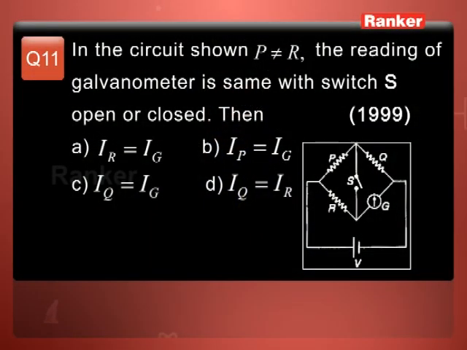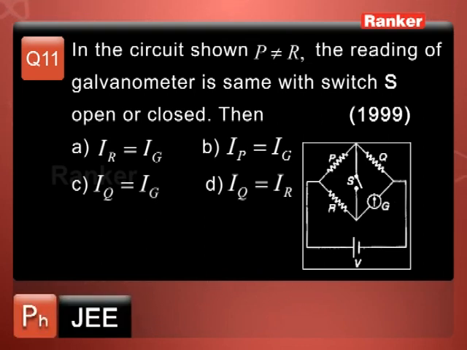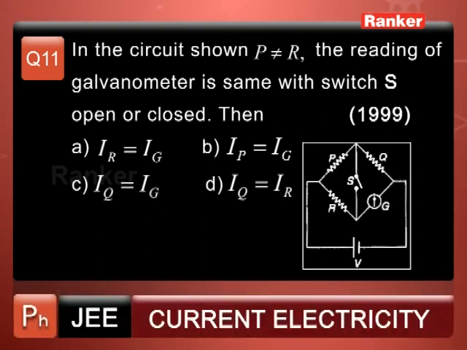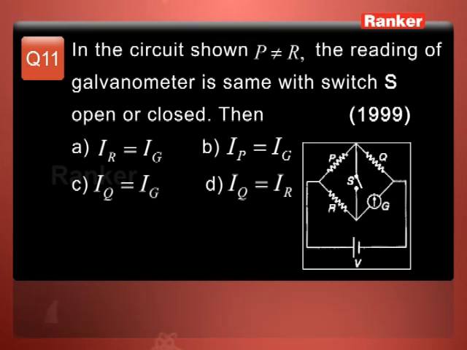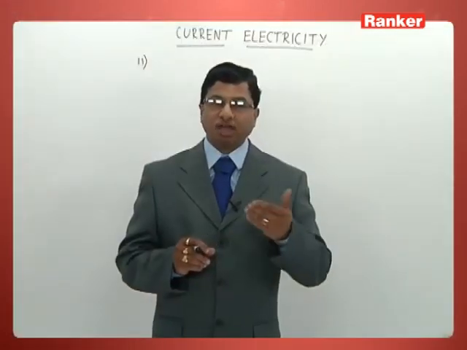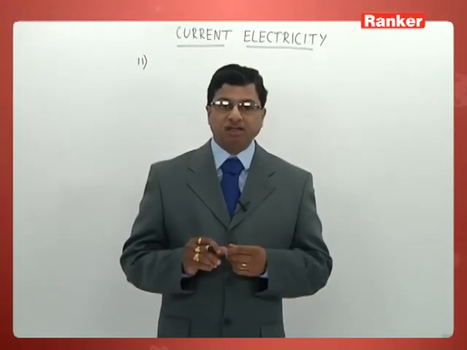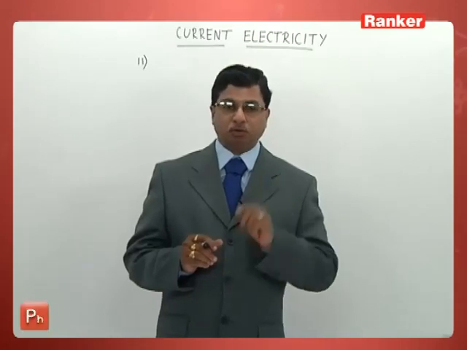What are the four options given? Current across R is equal to current across G, IR is equal to IG. That is the first option. IP is equal to IG, that is the second option. IQ is equal to IG, that is the third option. IQ is equal to IR is the fourth option. You just have to identify the correct option out of the four.